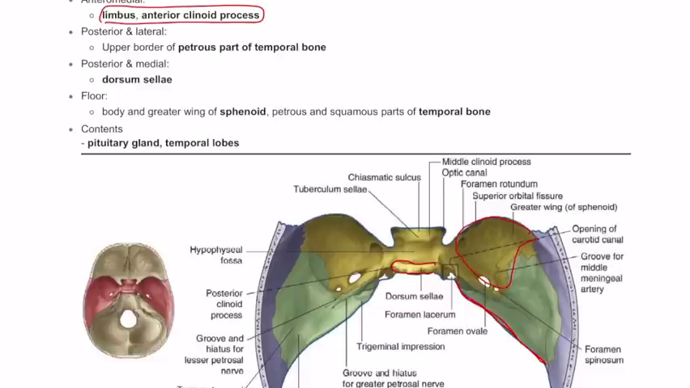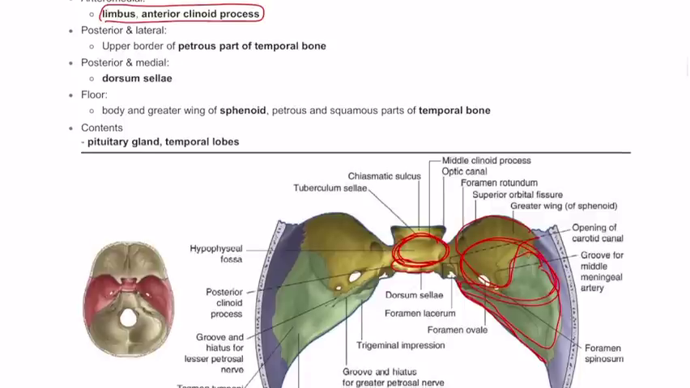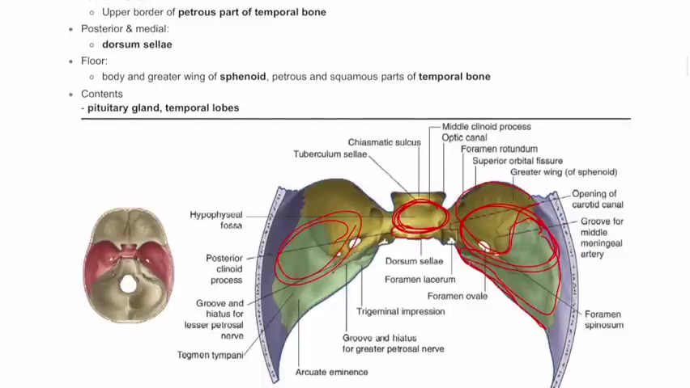This is the greater wing of sphenoid, and that's the petrous part of the temporal bone, which is all this area, and again, part of the squamous part of the temporal bone as well. It contains the pituitary gland in this area, and on the other side, it contains the temporal lobes of the brain on both sides. Okay, so you see here, this is the middle cranial fossa, and that small, nice image as well. Okay, middle cranial fossa.